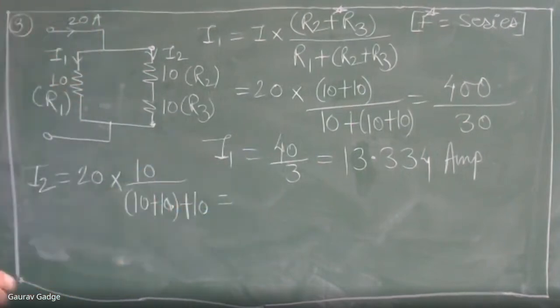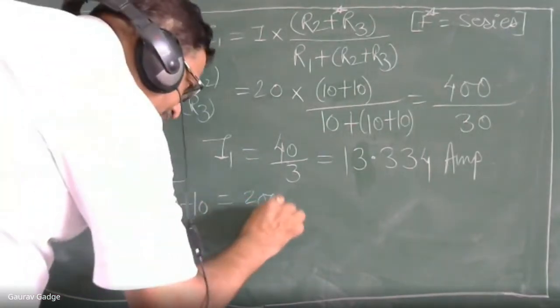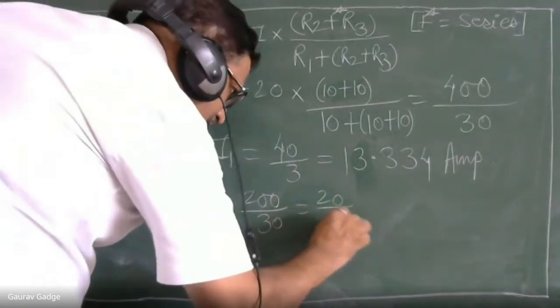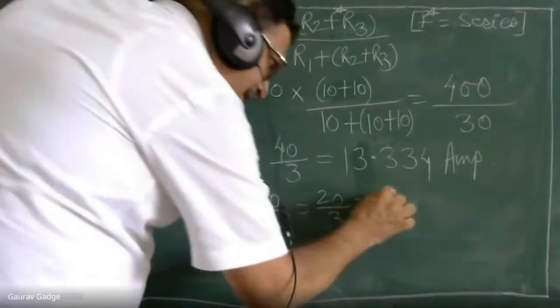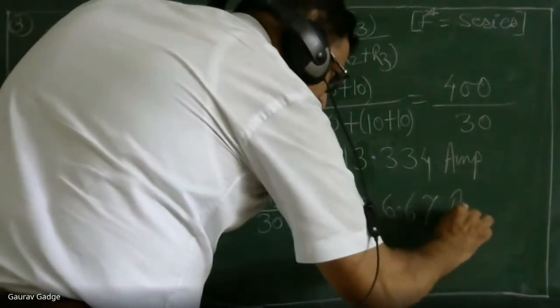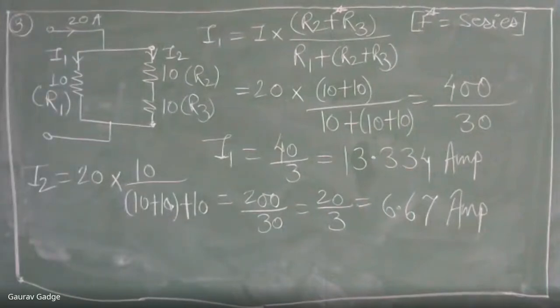And now what I get is again 200 upon 30. It is 200 upon 30, and this is 20 upon 3. So this is the value of current I2. Okay. So this is our solution to numerical number 3.